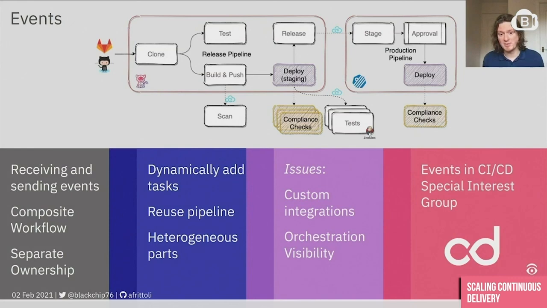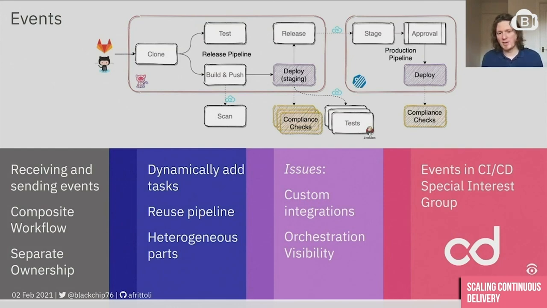But there are also some issues. First of all, you may need to have custom integration. So yeah, we send events and we can react to events, but if you have different platforms, do they understand events generated by Tekton, or does Tekton understand events generated by these platforms? And also in terms of orchestration, you kind of lose the overall orchestration provided by the pipeline abstraction in Tekton. So how do you make sure you still have visibility across your entire workflow when it's run this way?